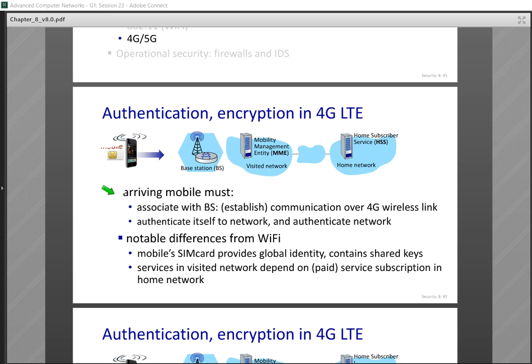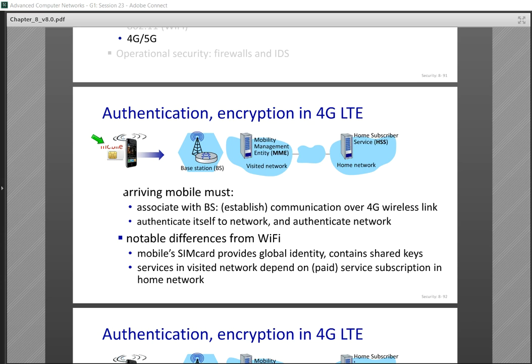When my cell phone tries to associate to a cellular network, it sends the information inside its SIM card. Using this stored information, the base station or Node B in 4G, in LTE, tries to authenticate the cell phone.